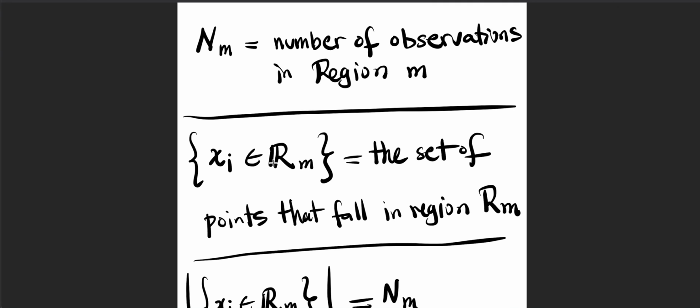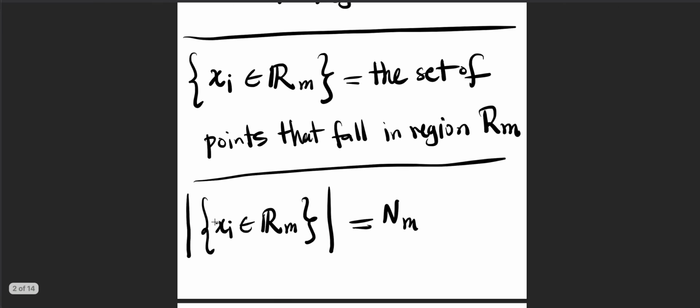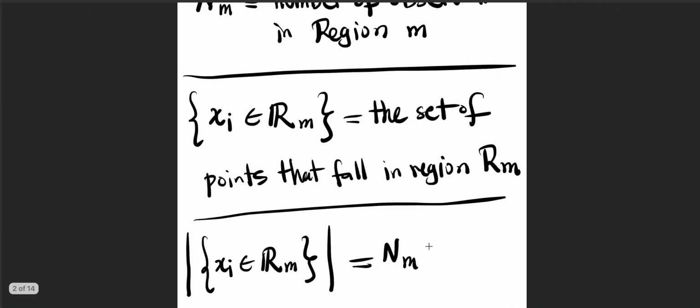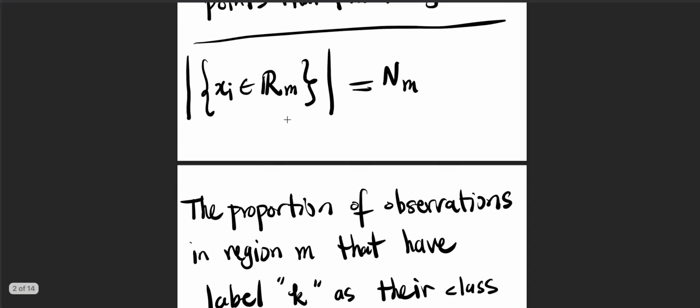So this is not the real line. Sorry, I shouldn't have put this extra line here because then it will indicate that this is the real line. But no, I mean region M. So all the points that are in region M, essentially this is the set of points that fall in region M. And then if we put these two lines, the size of this set is nm. So in region M, we have nm observations.